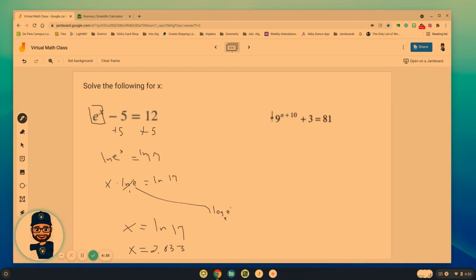Okay, second one. Here is my exponent. n plus 10 is the whole exponent. So I got to isolate this chunk by subtracting 3. 9 to the power of n plus 10 equals 78. We're going to take the log of both sides, meaning the whole exponent comes out front. n plus 10, that whole exponent, times the log of 9 equals the log of 78. If we want to isolate this, how do we undo multiplying by log of 9? We divide both sides by log of 9.